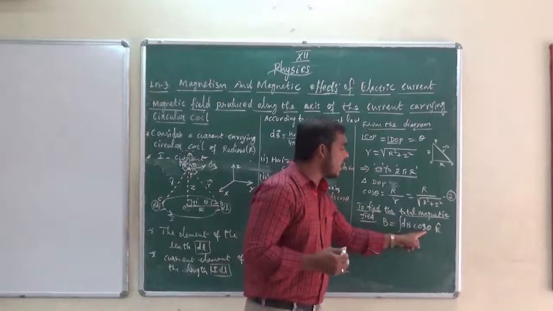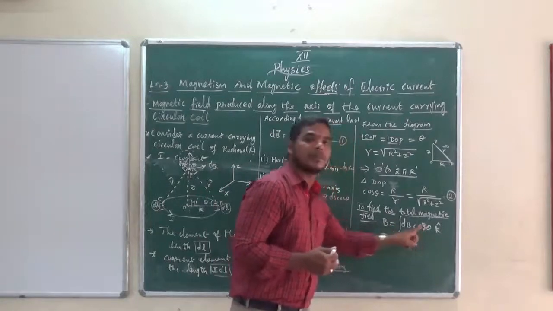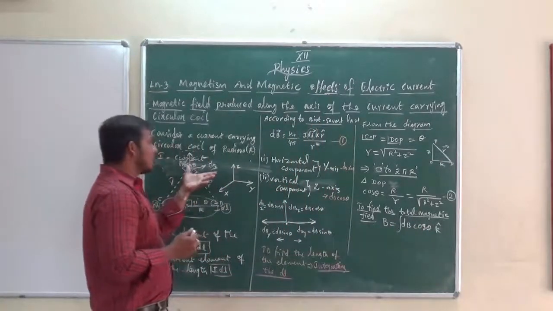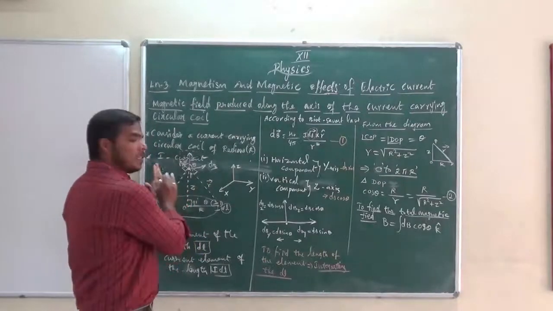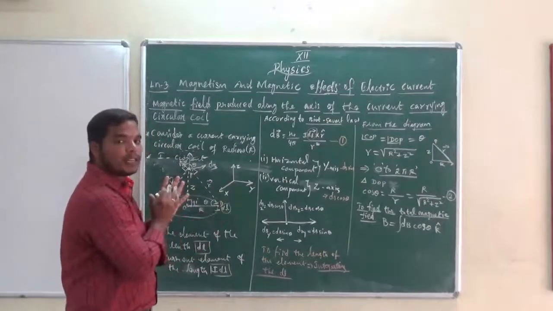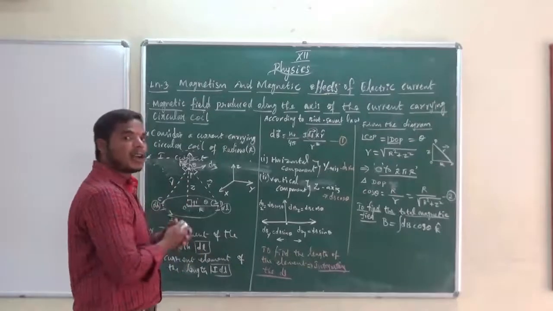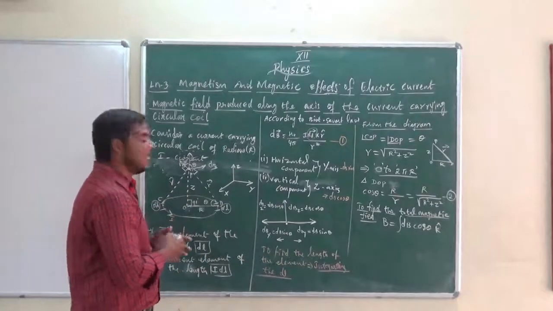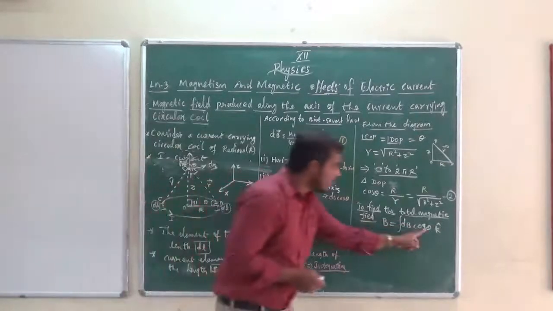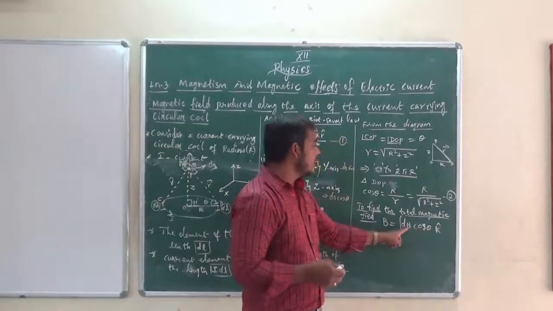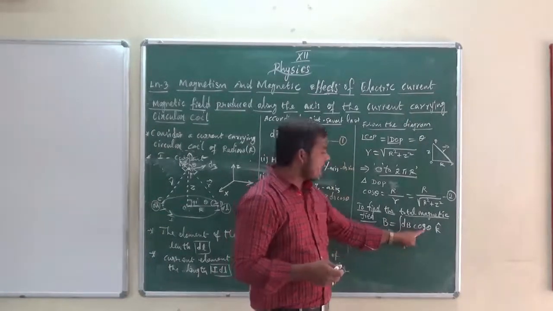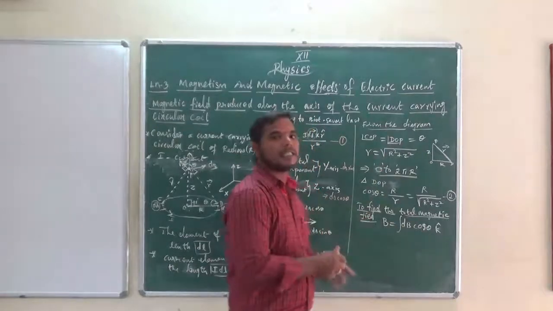So dB, why I added cos theta here: because when the magnetic induction acts at the point P, it resolves into two components. One component cancels the other, but the other component acts vertically in the same direction. That's why I added cos theta. Now we know the dB value and the cos theta value. Substitute and we get the equation.